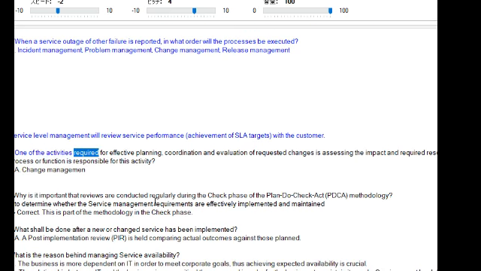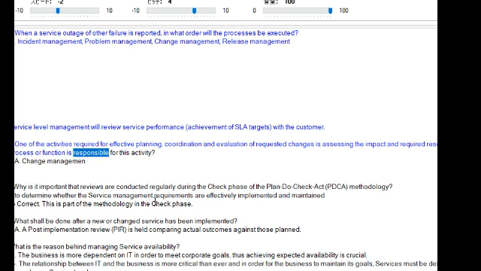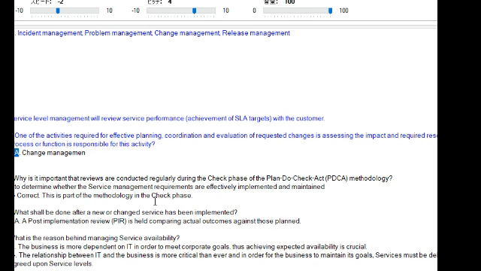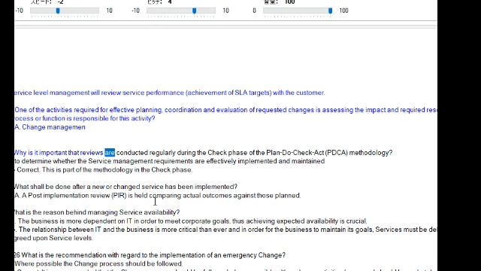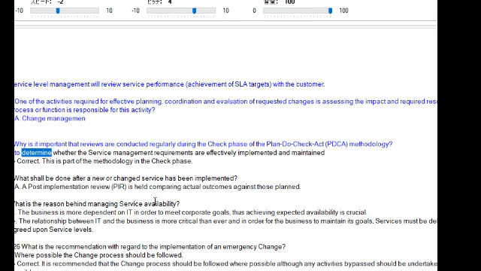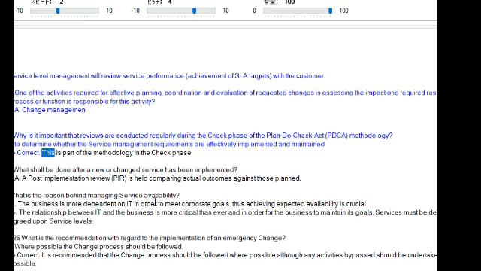One of the activities required for effective planning, coordination, and evaluation of requested changes is assessing the impact and required resources. Which process or function is responsible for this activity? A. Change management. Why is it important that reviews are conducted regularly during the check phase of the Plan Do Check Act, PDCA, methodology? To determine whether the service management requirements are effectively implemented and maintained. Correct. This is part of the methodology in the check phase.